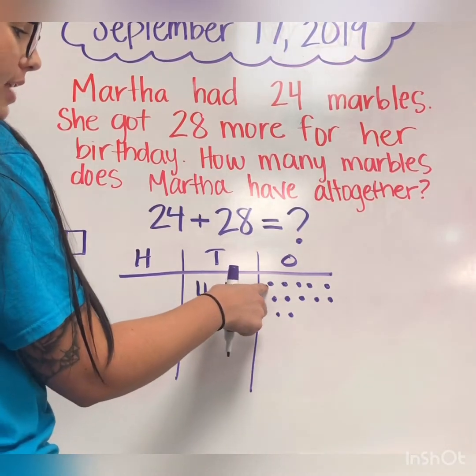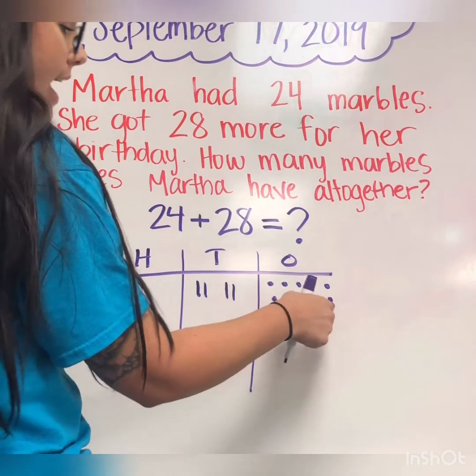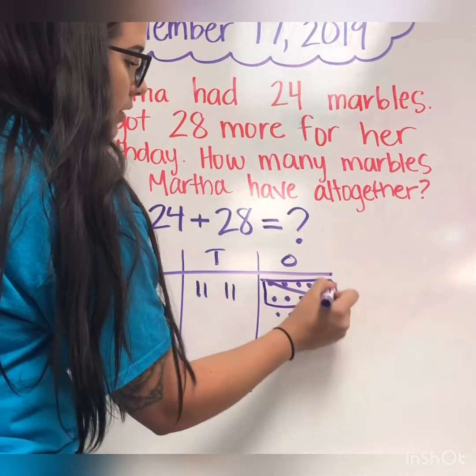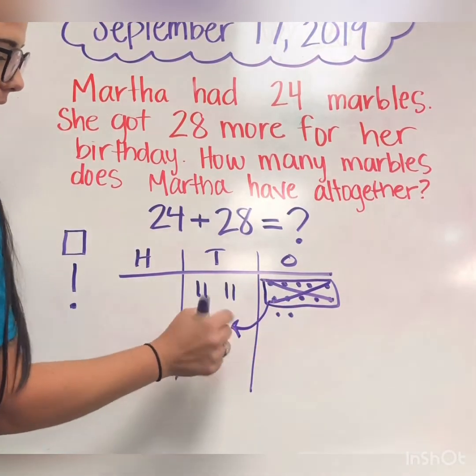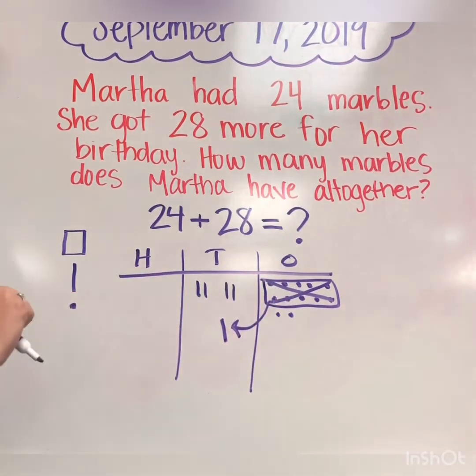So I'm going to count out 10. 1, 2, 3, 4, 5, 6, 7, 8, 9, 10. I'm going to circle those. And I'm going to cross them out and trade them in for a tens rod because I know a 10 has the same value as these 10 ones. So I'm just going to trade them out.